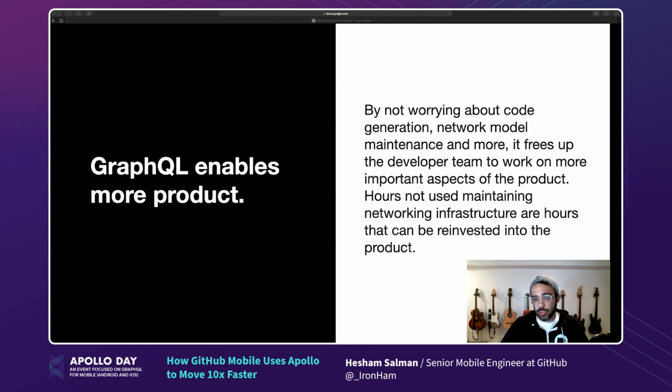GraphQL enables us to build more product. When writing a new feature, think about all the time that's spent on networking boilerplate. When developers don't have to worry about writing and maintaining their network models, their parsing, and more, it just frees up those developers to work on things that matter to the product. GraphQL supports field-level deprecation, so we can be certain that any updates to our backend models won't break our mobile clients. The hours that aren't being used to maintain and update the networking infrastructure are hours that are reinvested into the product.